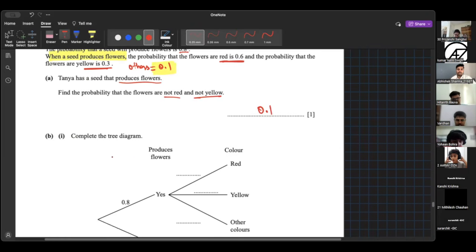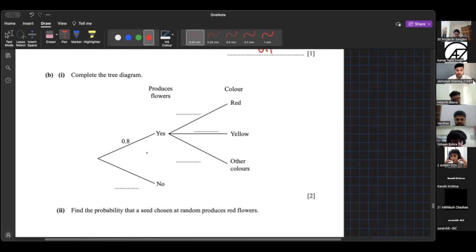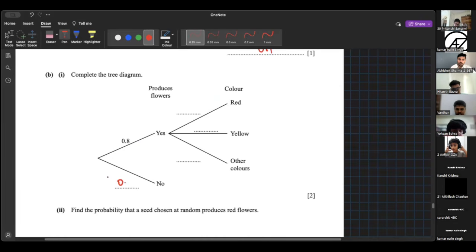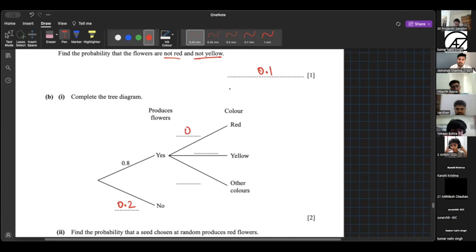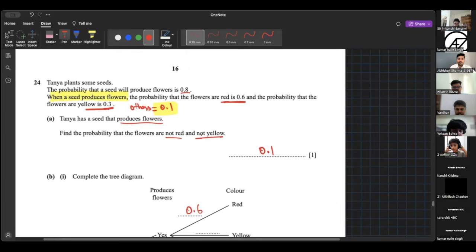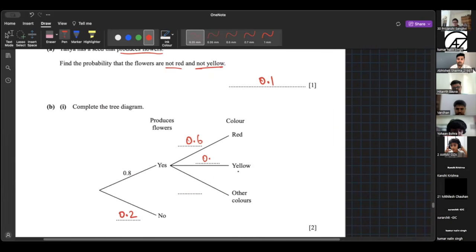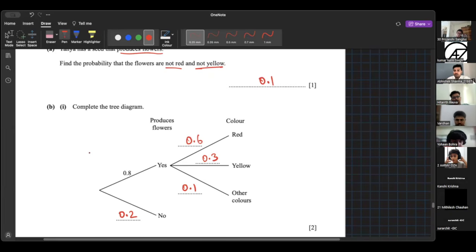Okay. Part B, it says complete the tree diagram. So produces flowers, yes or no. If yes is 0.8, no will be 0.2. And the color, red is how much? 0.6. Yellow is 0.3. And the other colors is definitely 0.1, the remaining one. Yeah? Because the sum of all the probability should always add to 1.